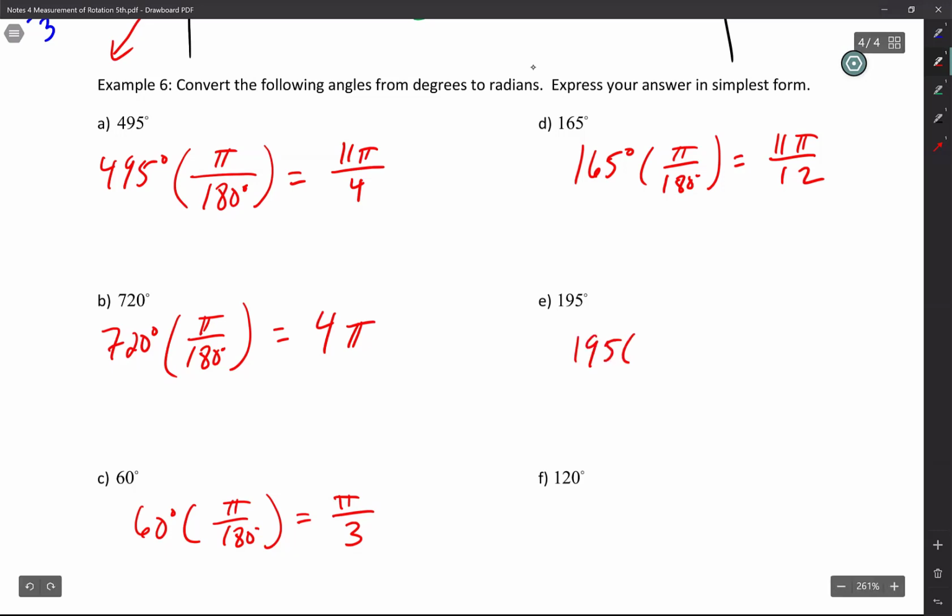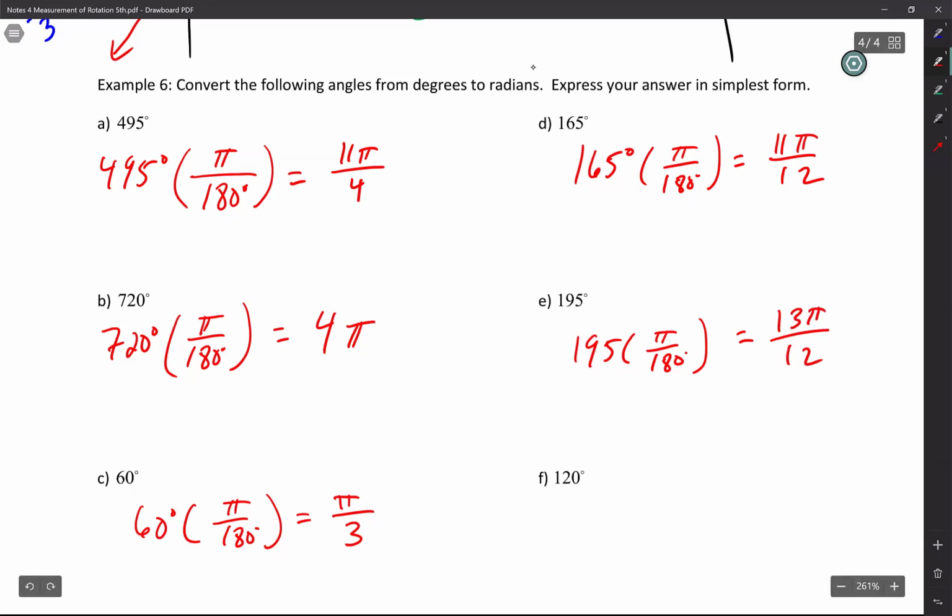That's only pi over 12 away from being a full pi there. See, 165 is pretty close to 180, relatively, I guess. 195 times pi over 180. So this is going to be slightly bigger than 180. So the numerator is going to be bigger than the denominator. Not by much, though. 195 divided by 180. Math, fraction, enter. This one's 13 pi over 12.